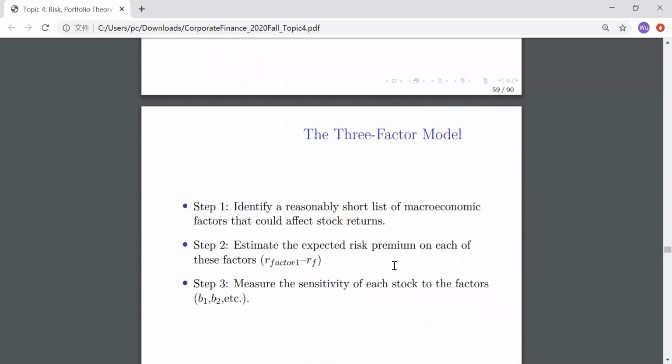On top of that, we can also have another alternative, the three-factor model. A variation of this three-factor model was proposed by Eugene Fama and Kenneth French. In this model, basically we first identify a reasonable list of macro factors and estimate the expected risk premium on each factor, and then measure the sensitivity of each stock to the factors. That is the general step when we try to estimate a factor model or APT model.